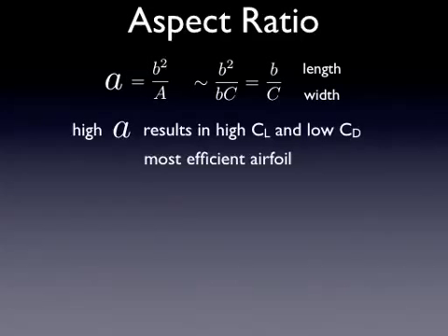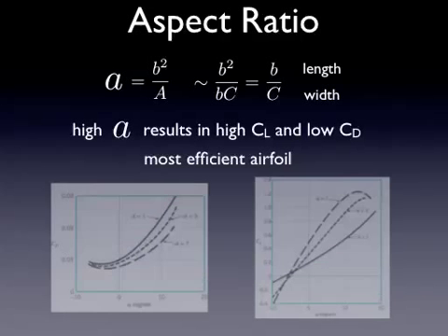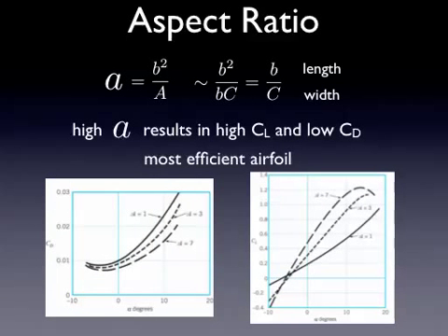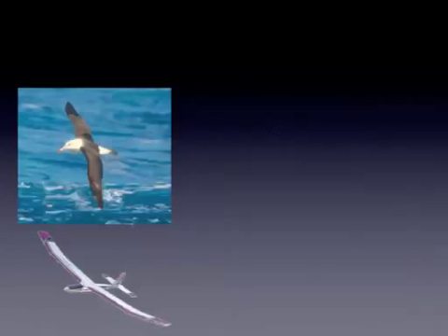Short, fat wings are very inefficient flyers, and that's shown in these figures here. You can see three different airfoils with three different aspect ratios. If we're talking about coefficient of lift, the higher aspect ratio produces the most lift. If we look at the drag figure, the highest aspect ratio produces the least amount of drag.